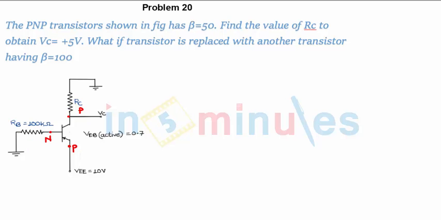Now you can again identify the base, emitter and collector. You can say this is the base resistance. So this is the base, this is the emitter, and this point is your collector. Now we can again find the current flowing through the circuit.